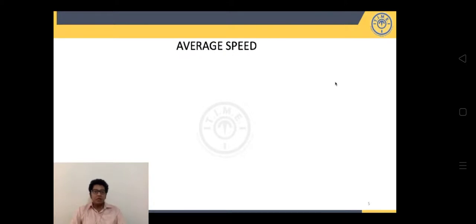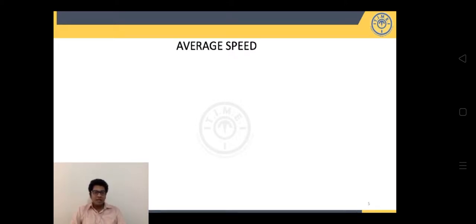As I already said, what is average speed? The distance by time. Now, what is the difference between average speed and average of the speeds? There are two terms: average speed and average of the speeds. Average of is nothing but the average of the numbers. Say if I have speeds of 10 kilometers per hour and 20 kilometers per hour, average of is 10 plus 20 divided by 2. But when I say average speed, it is the total distance traveled divided by total time taken.